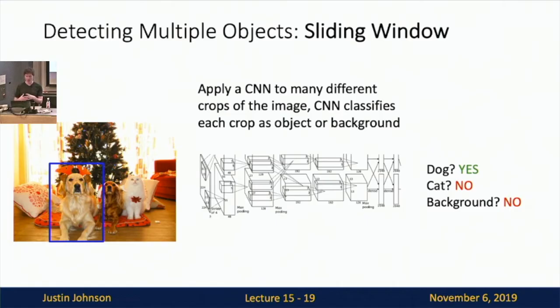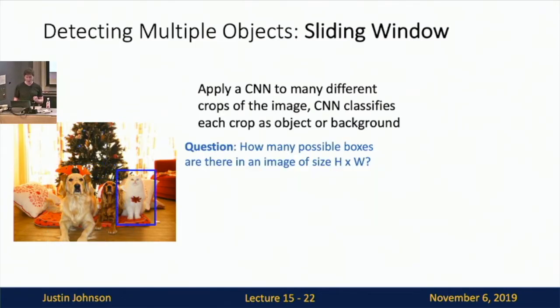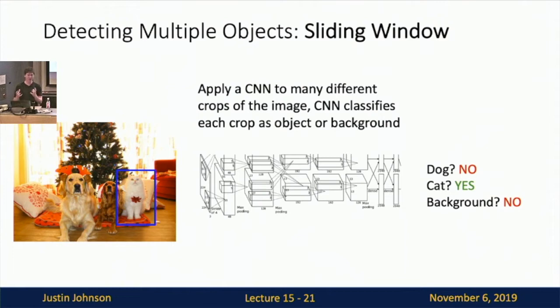And this one, it should say that there's a dog here because this is a region that is well localized with that box. And then this one would also be a dog. This one should be a cat. And then basically we take this object detector and we slide it over different regions in the input image. For each of those regions, we run the CNN on that region, and it tells us whether it's an object or whether it is background. Okay, so this seems like a relatively simple approach to doing object detection.